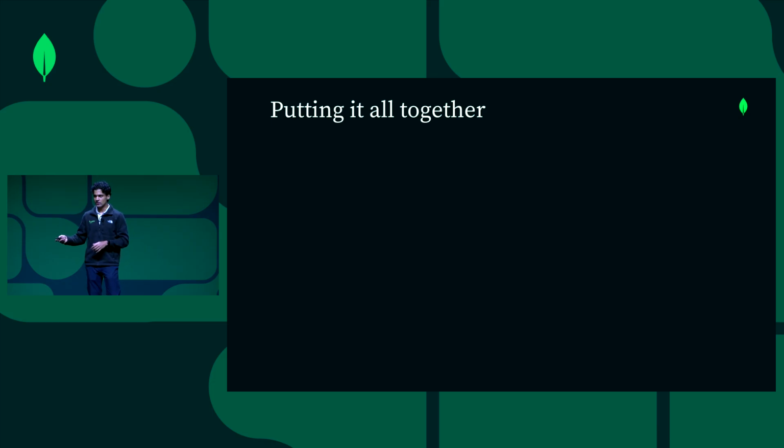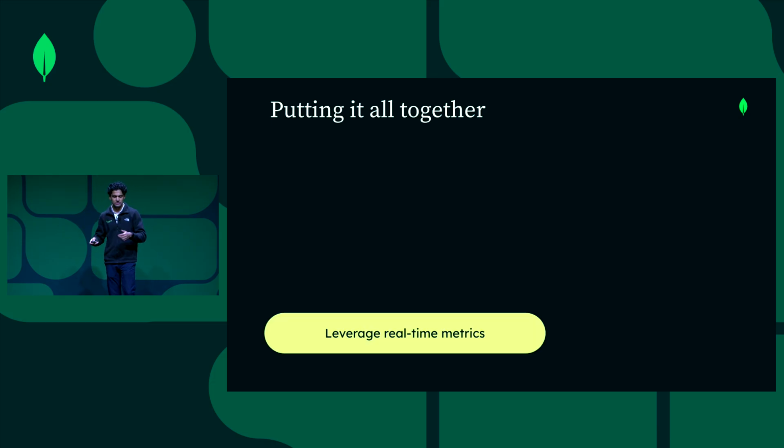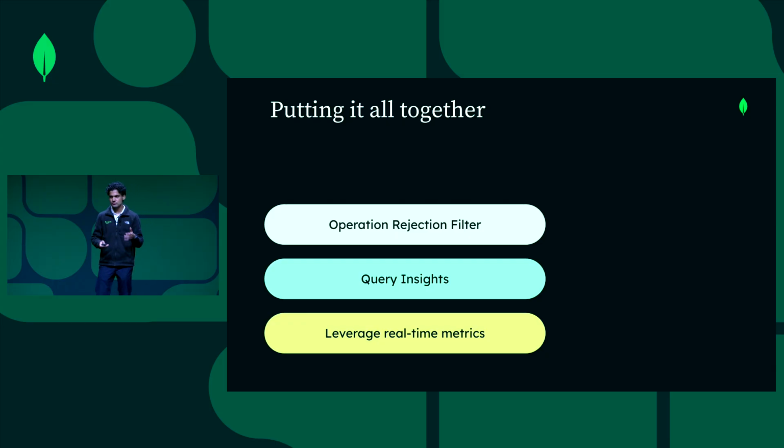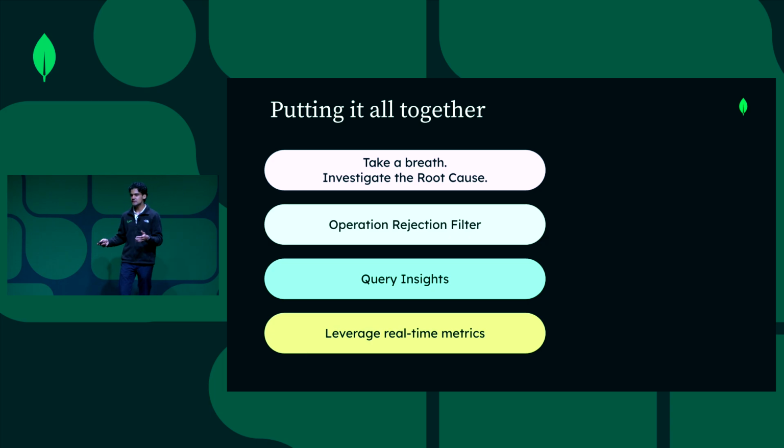So putting it all together, first, I was able to leverage my real-time metrics to figure out something is wrong. Then I used Query Insights to get a directional idea of what might be going wrong, right? What queries are actually running slow or are problematic. Then I used operation rejection filters to reject the query that was impacting my database. And then I can start investigating, getting the root cause, right?